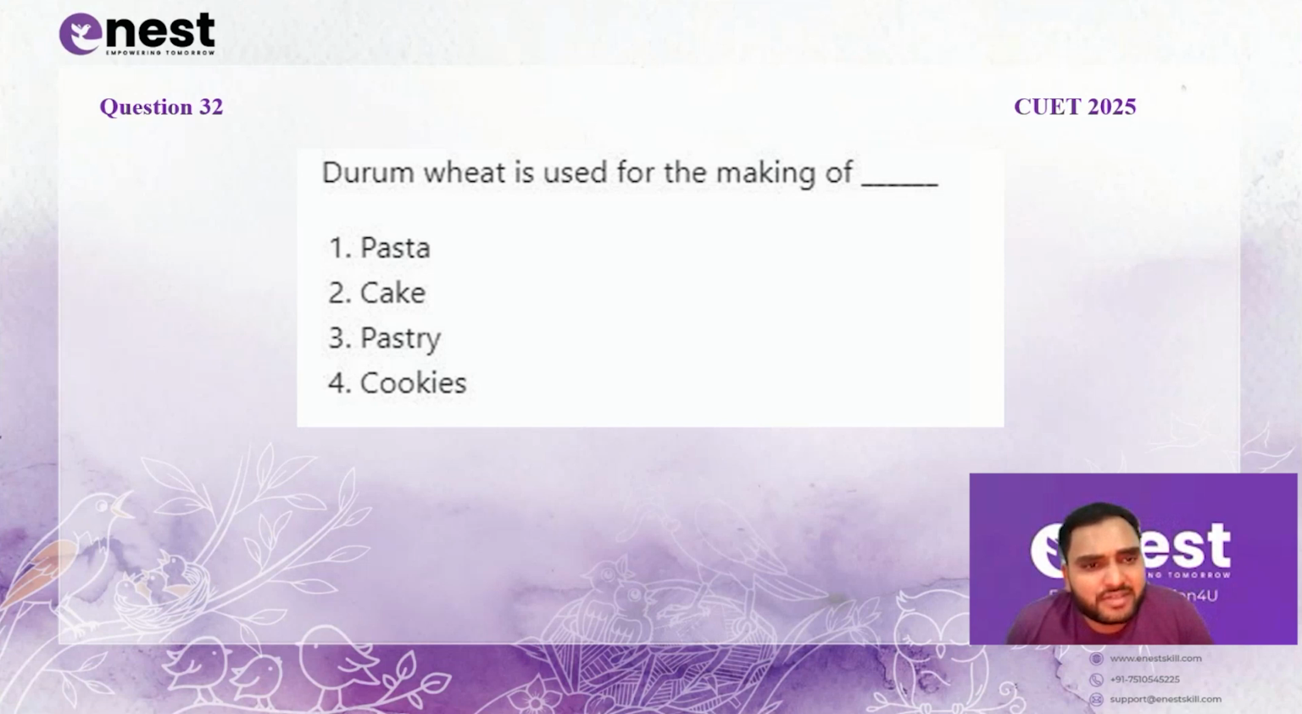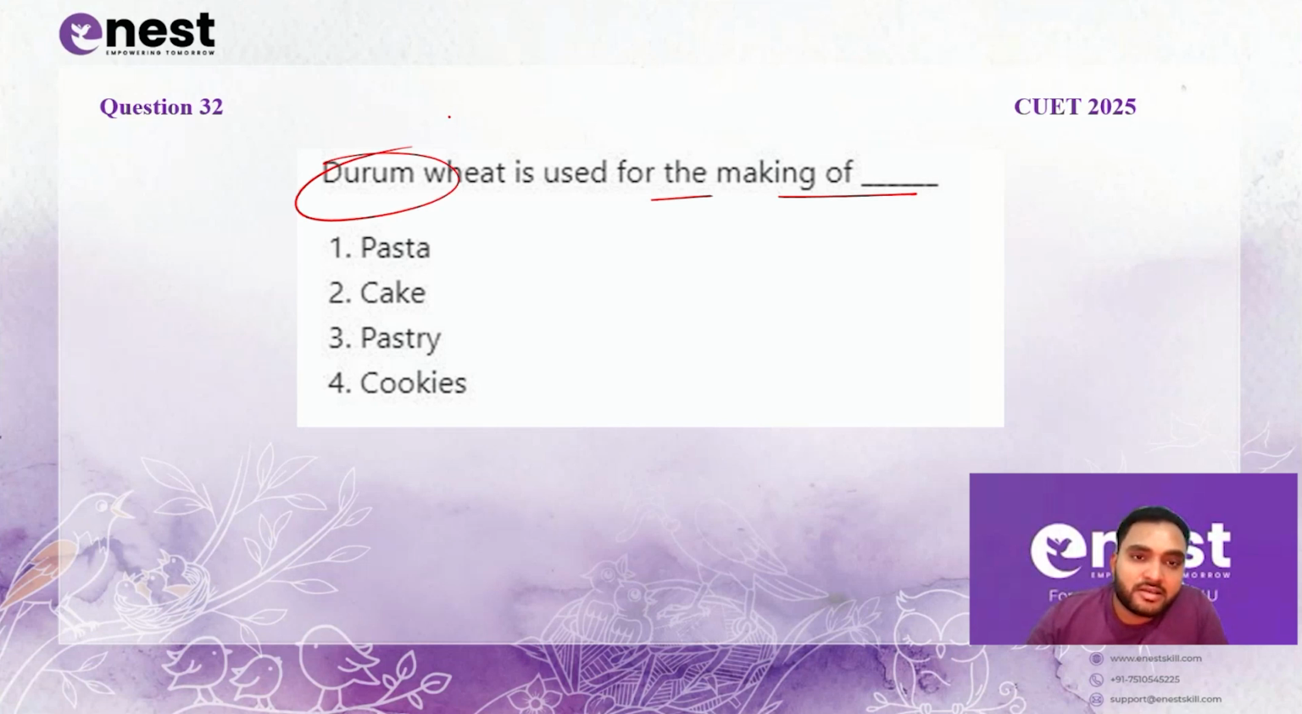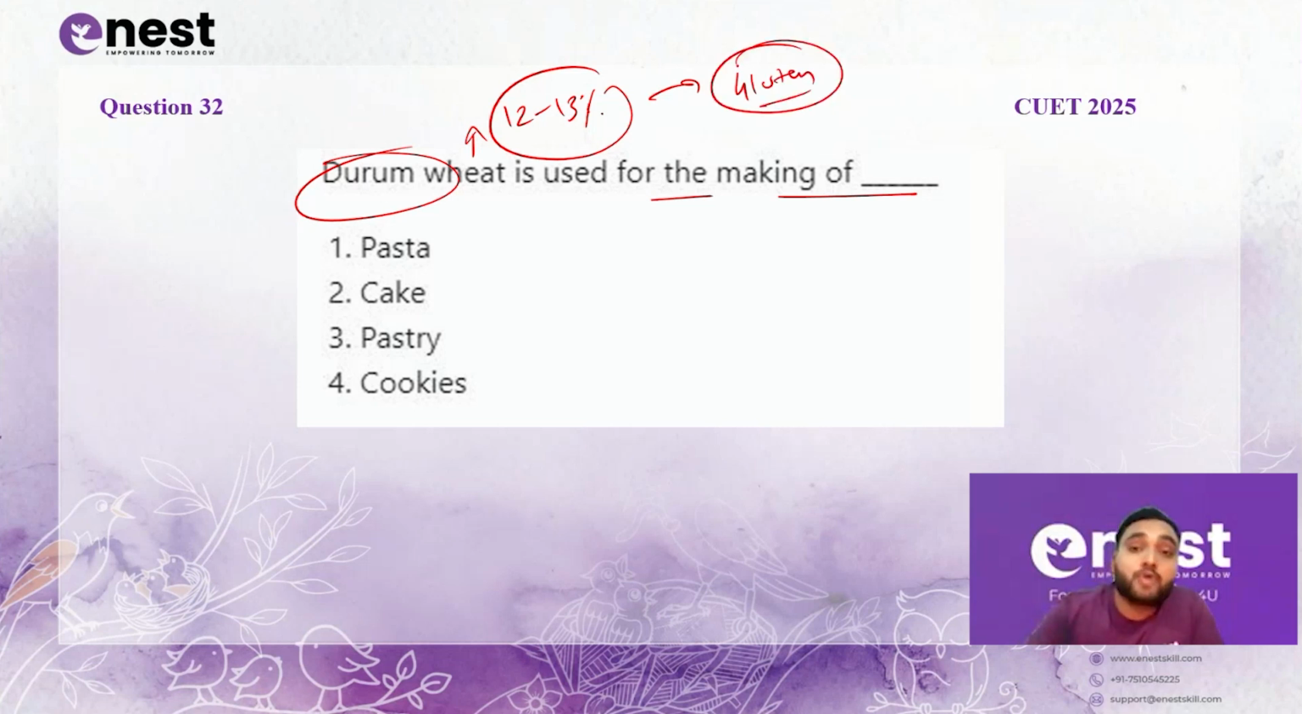This question also we have discussed a number of times in the class. Durum wheat is used for the making of. So durum is a type of wheat. The scientific name of wheat is Triticum aestivum, and durum is Triticum durum. That wheat specifically contains a relatively higher protein content, let's say 12 to 13% protein, which contributes to more gluten and ultimately more gliadin and glutenin in the wheat, which will contribute to better structure formation.